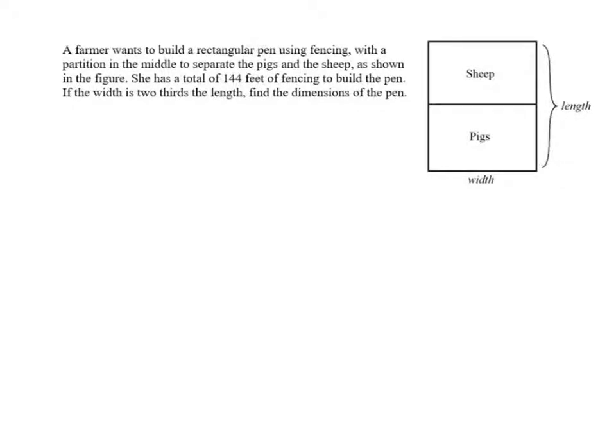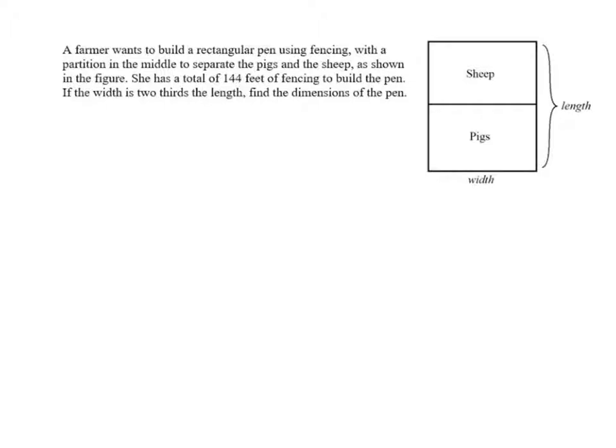A farmer wants to build a rectangular pen using fencing with a partition in the middle to separate the pigs and the sheep as shown in the figure. She has a total of 144 feet of fencing to build the pen. If the width is 2/3 the length, find the dimensions of the pen.